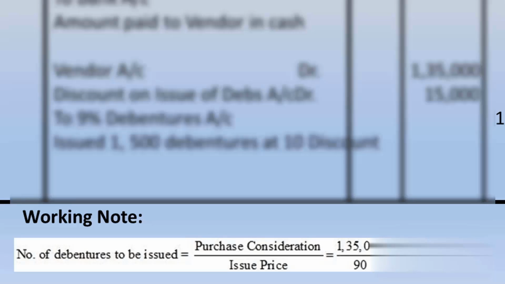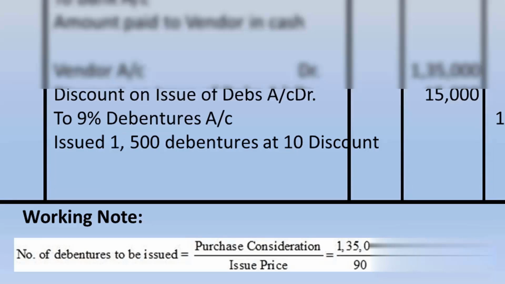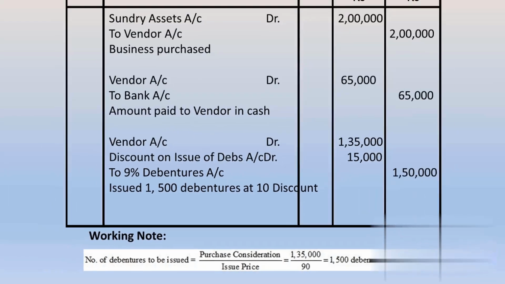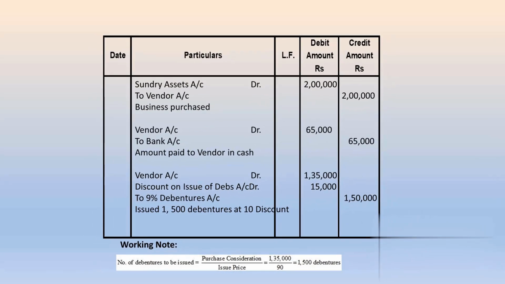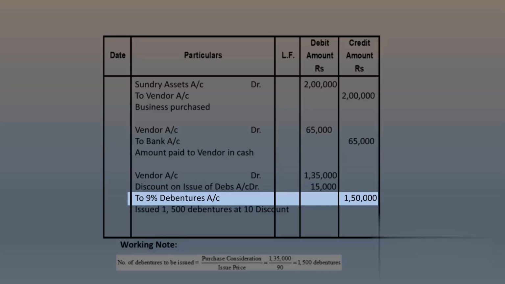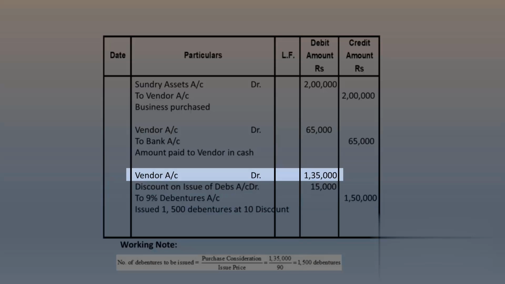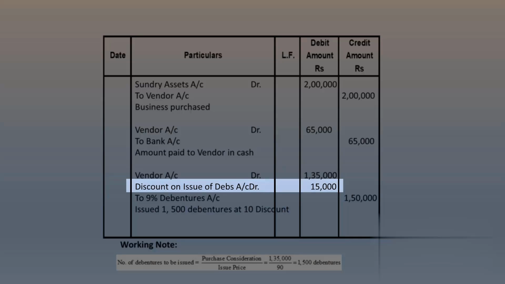The result being that the company now has to issue 1,500 debentures of the face value of rupees 100 each, amounting to rupees 1,50,000. All of this to settle an obligation of rupees 1.35 lakhs. The difference is accounted as discount on issue of debentures, which will eventually be written off as loss suffered by the company.